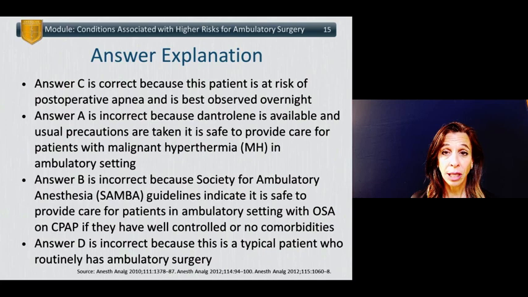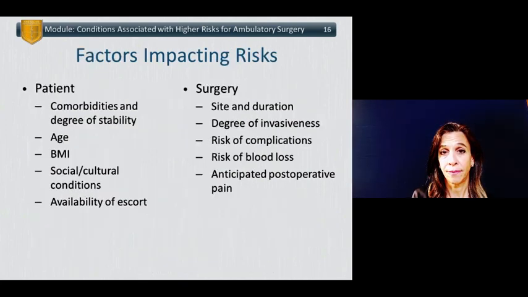Answer B is incorrect because the Society for Ambulatory Anesthesia guidelines indicate it is safe to provide care for patients in ambulatory settings with obstructive sleep apnea if they're using a CPAP and if they have well-controlled or no comorbidities. Answer D is incorrect because this is a typical patient who routinely has ambulatory surgery.